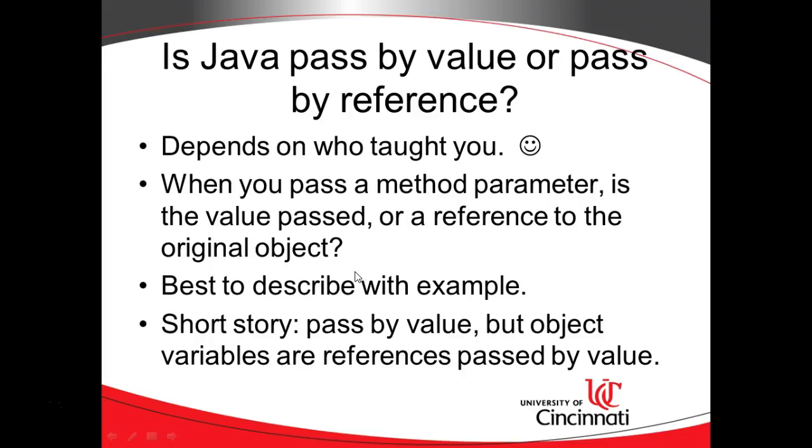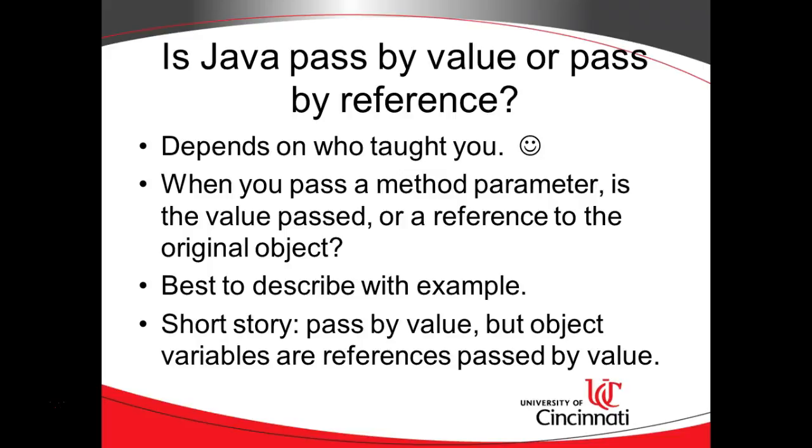Okay, one other you're likely to have is Java pass by value or pass by reference. The best answer I heard to this is it depends on who taught you. You can get a room full of experienced Java developers, and they will argue over this very question. What this means is if you are passing a variable to a method, and that method changes that variable, what is the effect on the original variable that was passed?